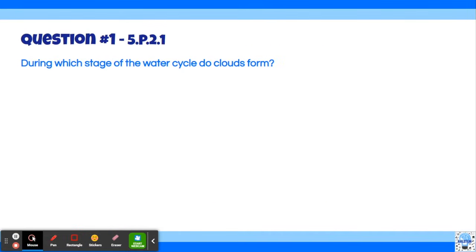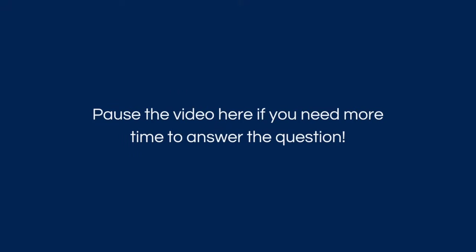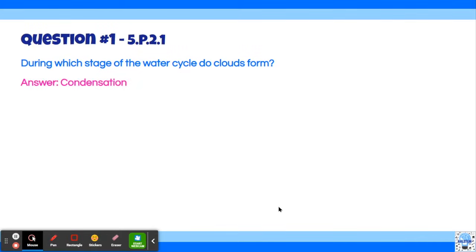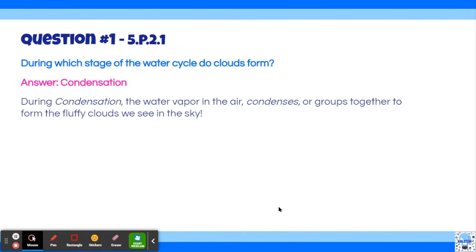Okay, let's get started. During which stage of the water cycle do clouds form? The answer is condensation. During condensation, the water vapor in the air condenses or groups together to form the fluffy clouds that we see in the sky.